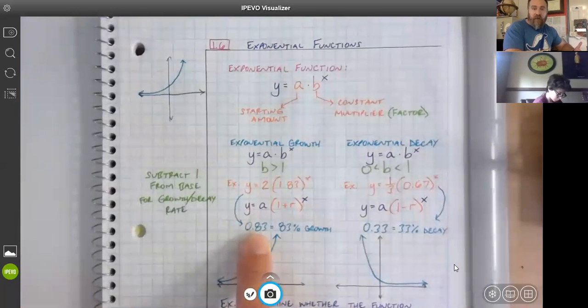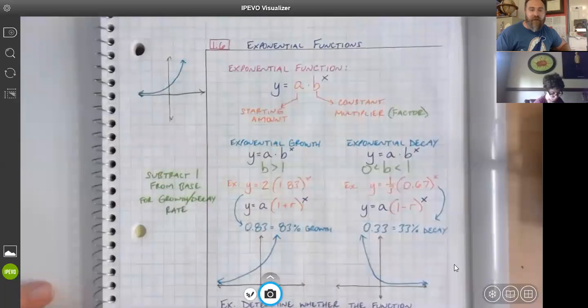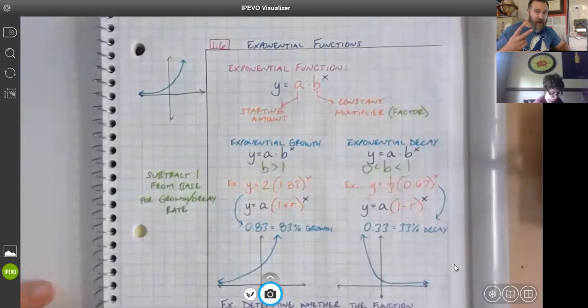So I have some decimal. So what do I do with that? This is the number I'm going to convert into a percentage. So how do I convert a decimal into percentage? Move the decimal to the right 2 spaces. 0.83 becomes 83%. If I had 0.57, that'd be 57%. 0.16, that's 16%. If I had 0.02, that's 2%.